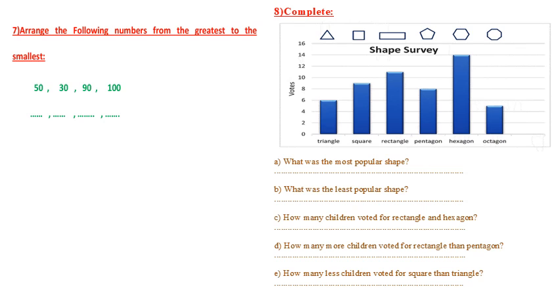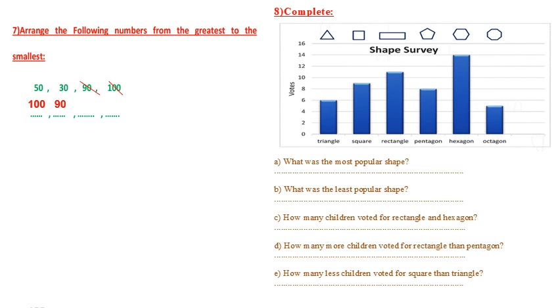Number 7. Arrange the following numbers from the greatest to the smallest. Each time I look for the greatest number. 50, 30, 90, 100. Which is the greatest number? Excellent, 100. So I'll cross it and write 100 as the first number. Now I have 50, 30, 90. The greatest number is 90. Cancel 90 and write it as the second number.